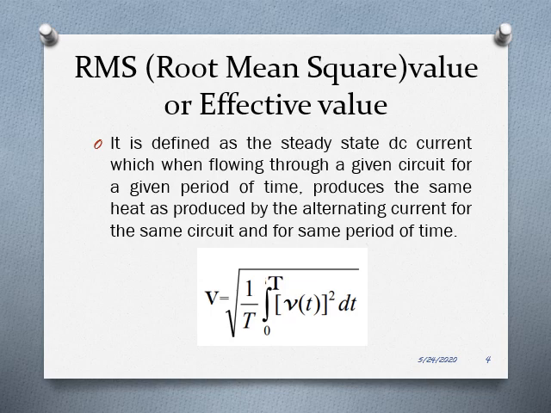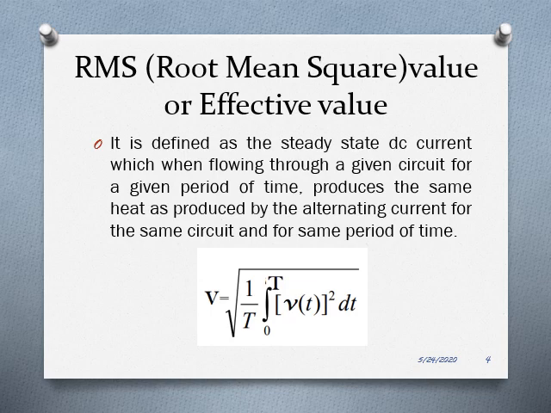Its definition is, it is defined as a steady state DC current which when flowing through a given circuit for a given period of time produces the same heat as produced by the alternating current for the same circuit and for the same period of time.